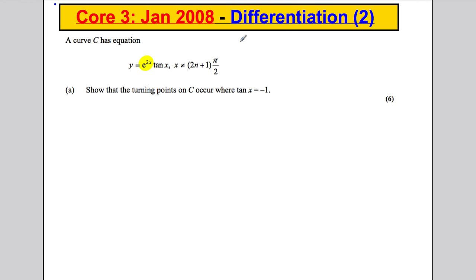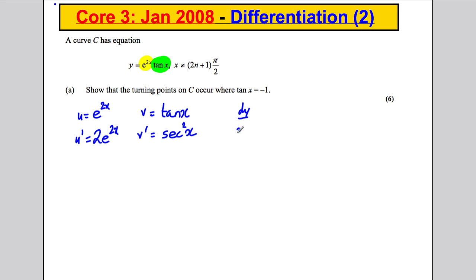Okay, you have got a u multiplied by a v, a u times v. Your u is given by e to the 2x. Your v is tan x. Your u dash, the differential, must be 2e to the 2x. Your differential of v, the differential of tan x, you should know, is sec squared x. Okay, now you differentiate using the formula for the product rule, which you should always write down. uv dash plus vu dash.